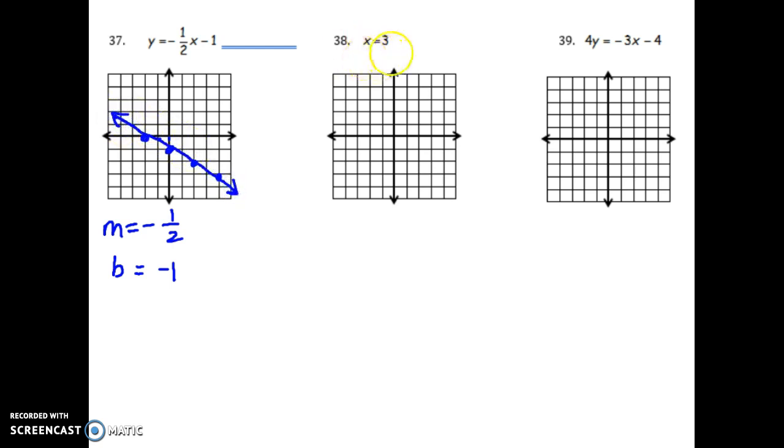38, there's a special case. So I'm going to think of Vox because I have x equals and this is x equals. So I'm going to go to x is 3, 1, 2, 3, and I am going to make a vertical line.